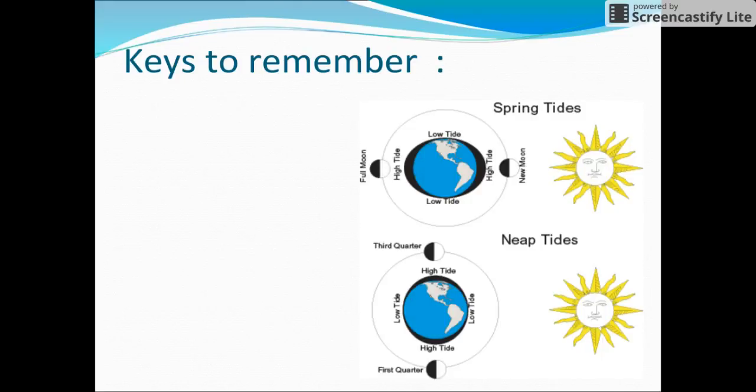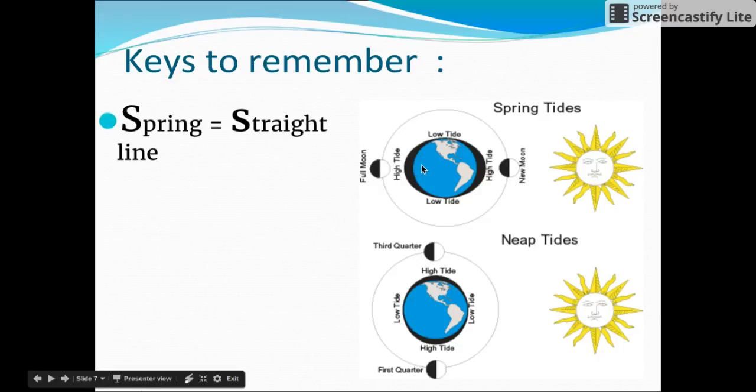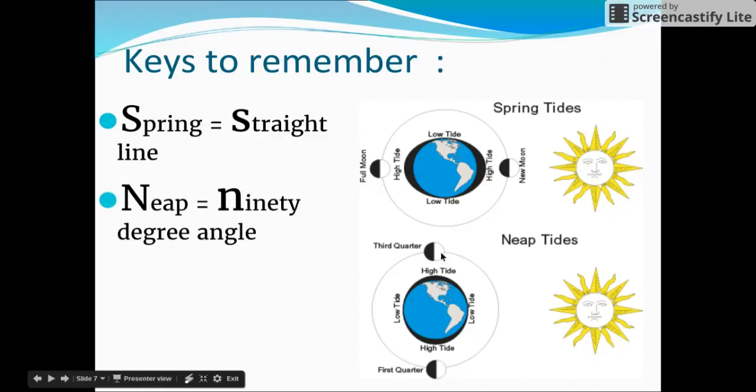So here's some keys to remember, and you might want to use these in your pictures at the bottom. During the new moon phase and the full moon phase, our tides are higher than normal, and that's our spring tide. You can see the large tidal bulge here. During the 3rd quarter phase of the moon and the 1st quarter phase of the moon, our tides are much lower than normal, and that's our neap tide.